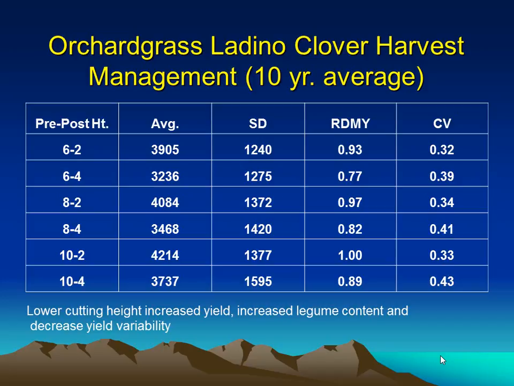Okay, this is a study done here in the Mid-Atlantic region, orchard grass and ladino clover, over a 10-year period of time. They got the best yield at allowing that stand to get to 10 inches and then harvesting down to a 2-inch residual. If they only harvested to a 4-inch residual, they only lost 10%. Going from an 8 to 2, they only lost 3%.